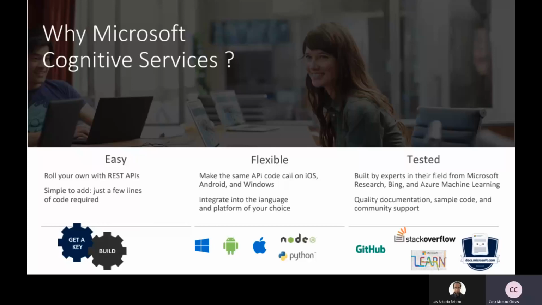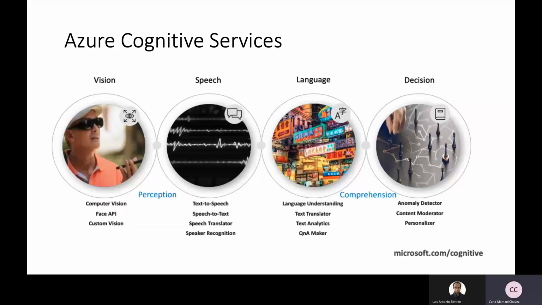The Azure Cognitive Services portfolio can be divided into four main pillars. For example, vision, speech, language, and decision.